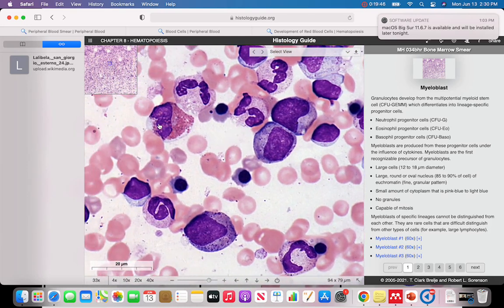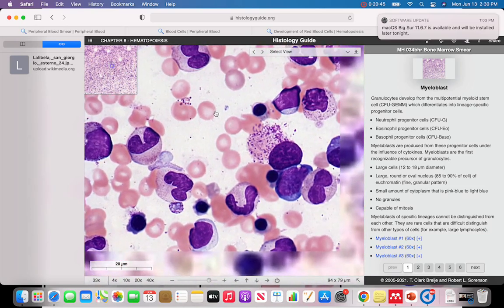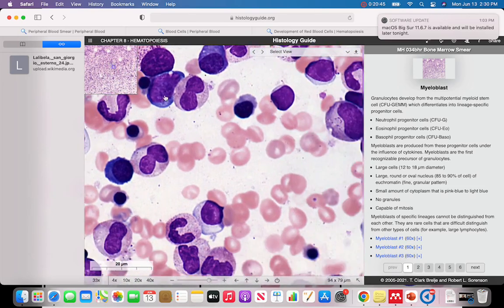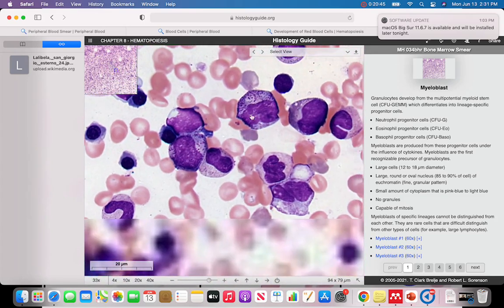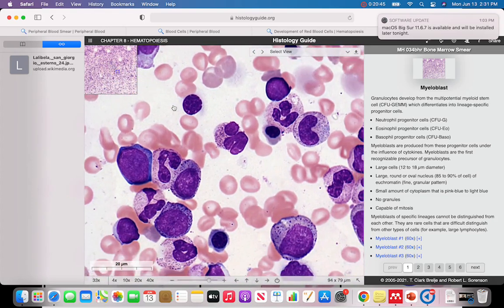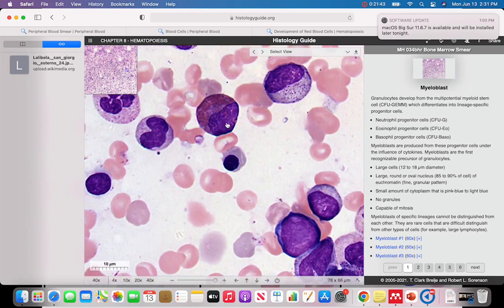And here we have an eosinophilic metamyelocyte. As you see, the nucleus begins to indent. So this is an eosinophilic metamyelocyte. As you see, the granules are eosinophilic. Let's look for basophilic and eosinophilic myelocyte. You can see it here. This is an eosinophilic myelocyte. As you see, the nucleus is round and the granules are eosinophilic.